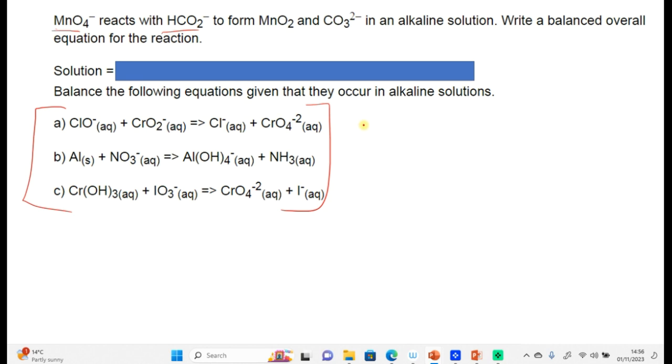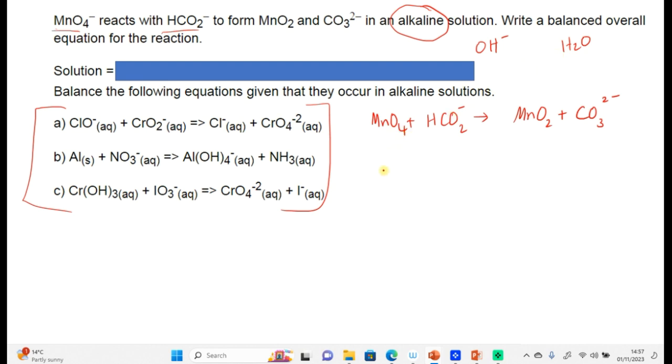Okay, so MnO4 minus, leave a space for any numbers, HCO2 minus gives MnO2 plus CO3 2 minus. Okay, there are some charges here and oxygen atoms, so you can expect to add, for alkaline condition, I need to add OH minus ions and H2O as required.